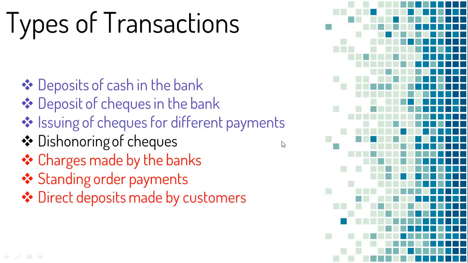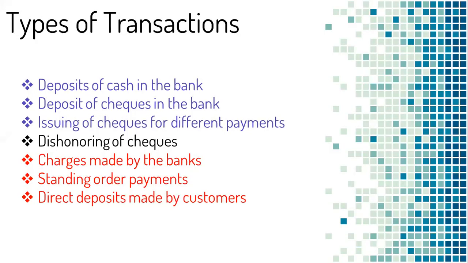And the next is direct deposits made by customers. It is like a savings account. Anybody can deposit money. For example, now you pay the fees, you are making the deposit to my savings account. It means you are making direct deposits. But that account is a savings account of mine. You can do the same thing for the current accounts too. So these are the types of transactions which can take place in a bank account.